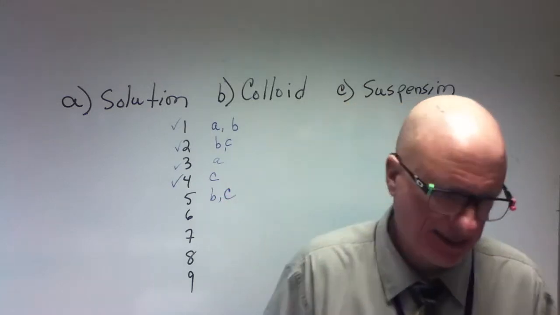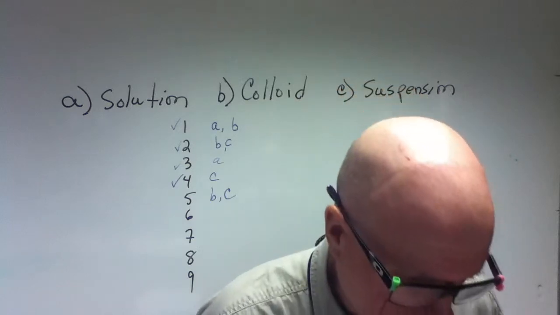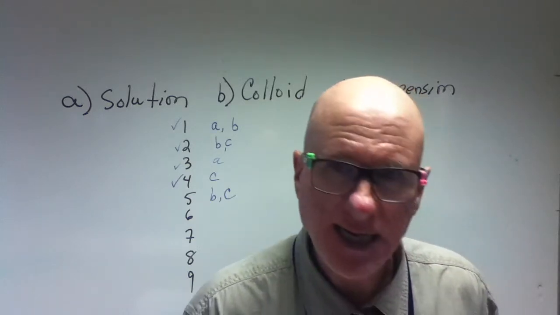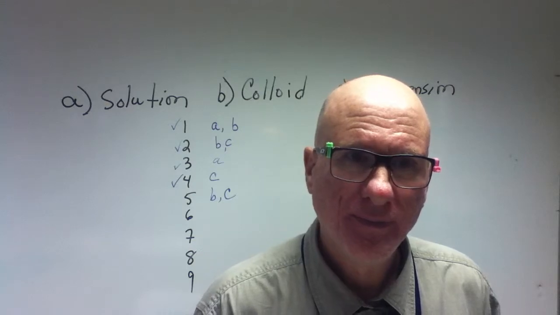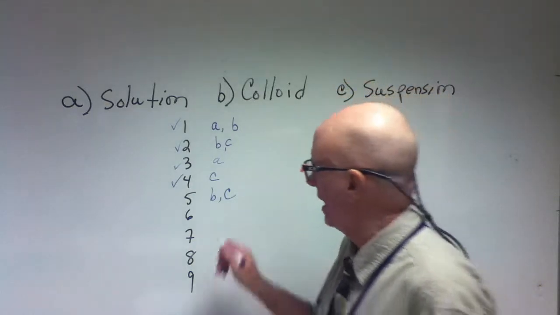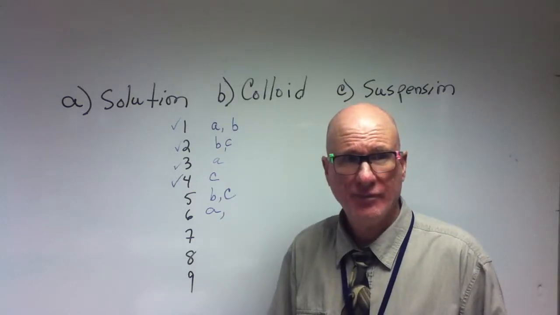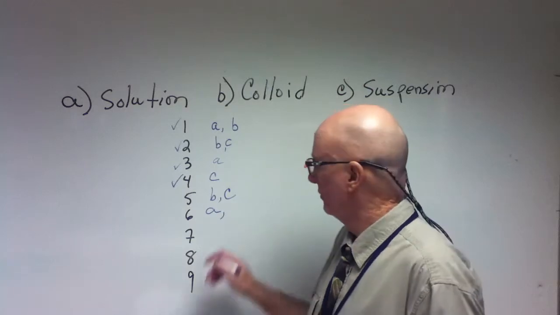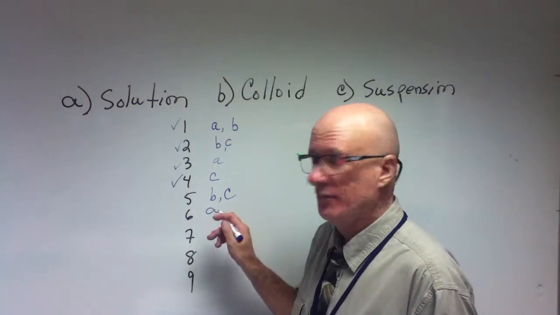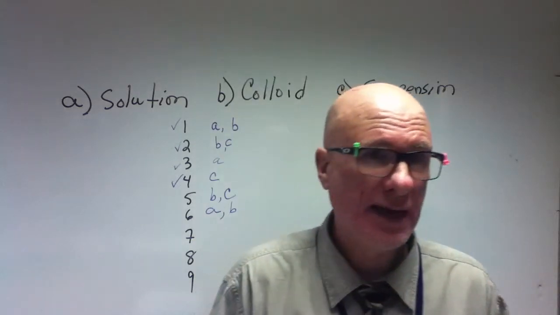6. Particles are invisible to the unaided eye. A. A and what? B. Just A? And B. You want to say B, yes or no? A and B. Yes. Is that correct? Will? Yes.